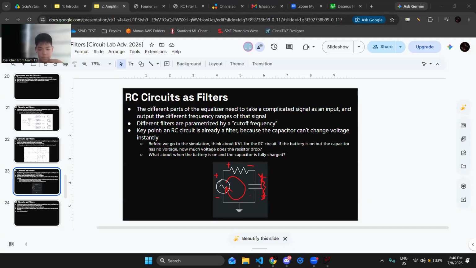So if our input signal is this battery, and our output signal is the voltage that we measure right here, we connect our voltmeter and measure across the capacitor, then our signal is basically how much voltage the resistor is not dropping, how much voltage the capacitor is dropping. And we should see that for really high frequencies, this voltage has some relationship to this voltage. For really low frequencies, it'll have a different relationship. So with that in mind, let's go to the simulation.